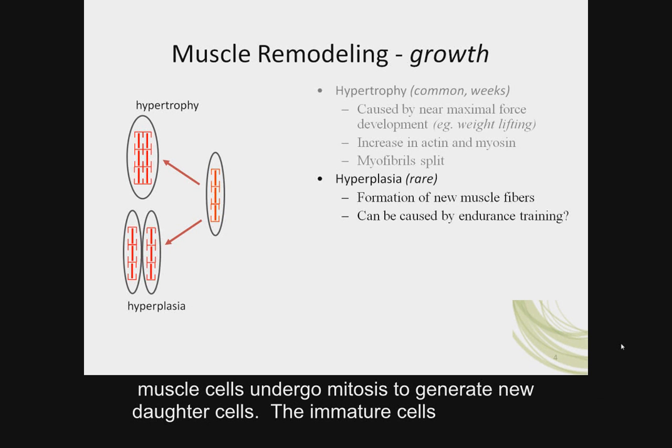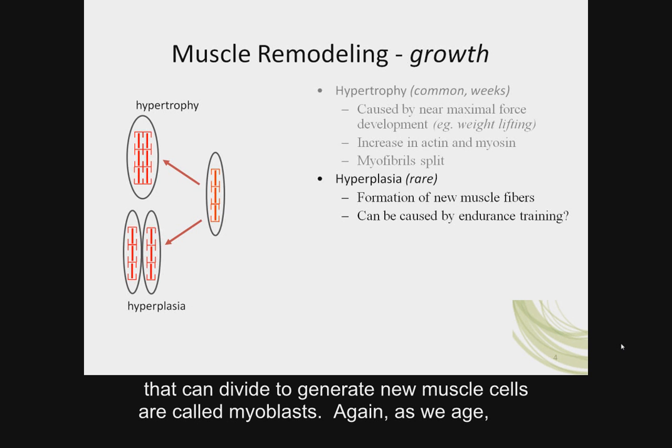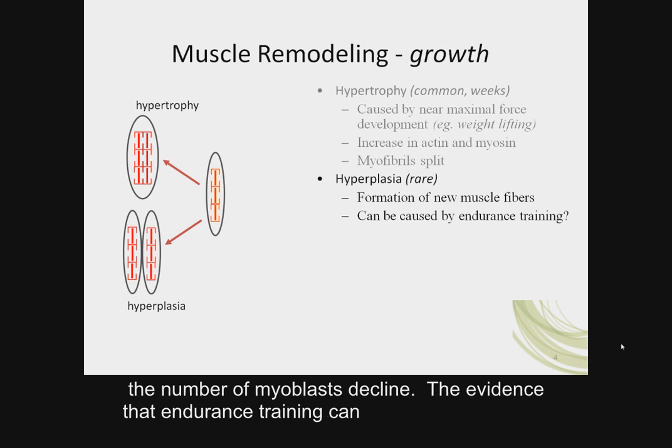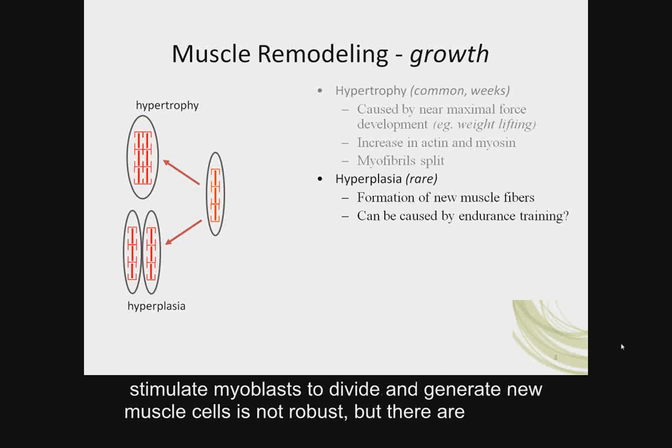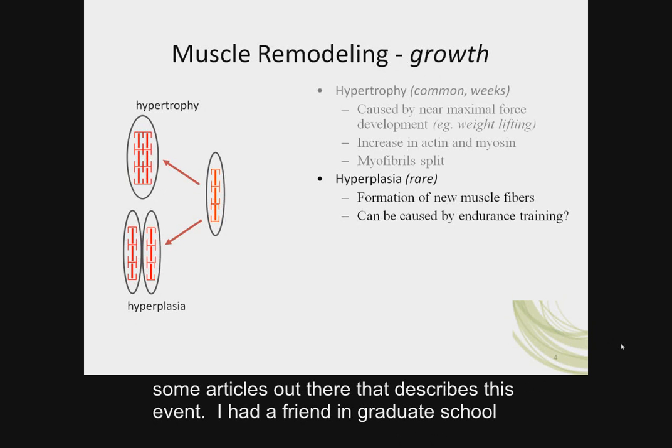The immature cells that can divide to generate new muscle cells are called myoblasts. Again, as we age, the number of myoblasts decline. The evidence that endurance training can stimulate myoblasts to divide and generate new muscle cells is not robust, but there are some articles out there that describe this event.